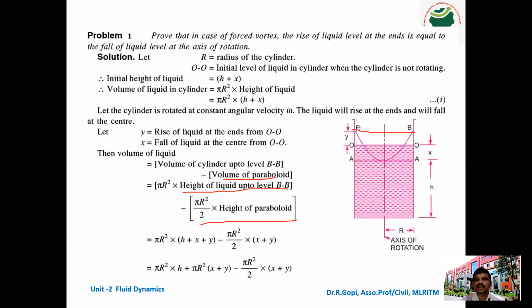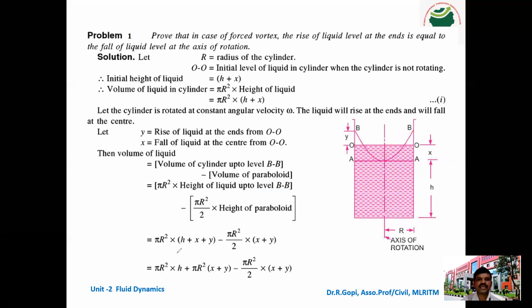Now you can tell me what is this height? That means from here to here. What is the height of the parabola? It is x plus y. So from here to here it is y, and here to here it is x. So x plus y. This is the height of the paraboloid.